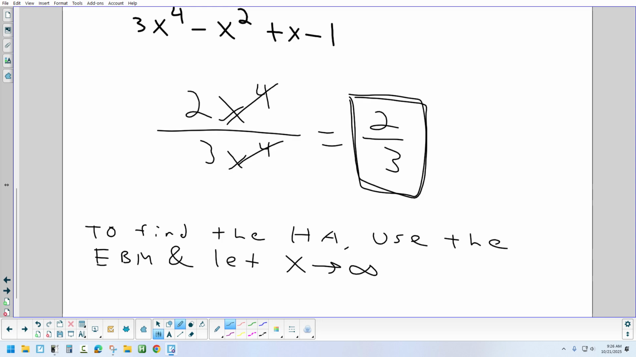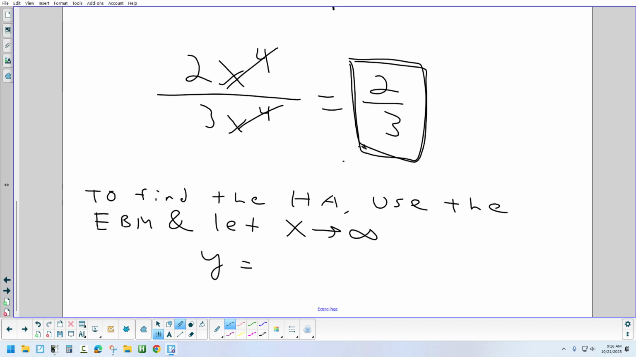So let's try to do the same thing again. Use the EBM. I want you to look at that fraction. Let x approach infinity in that fraction. But there is no x. So what happens to this fraction as x gets bigger and bigger? Nothing. So what does it stay as? It stays as 2/3. So your horizontal asymptote here is 2/3.